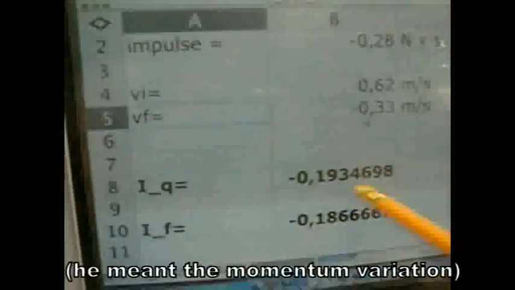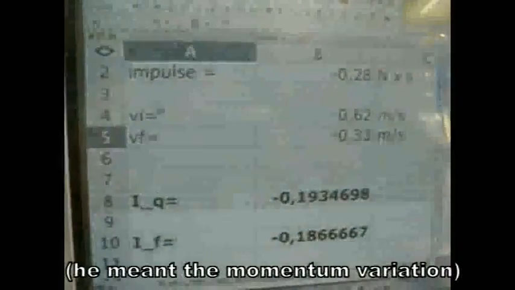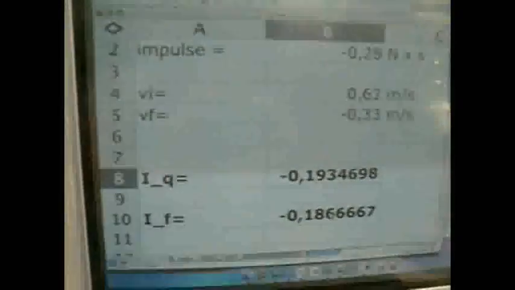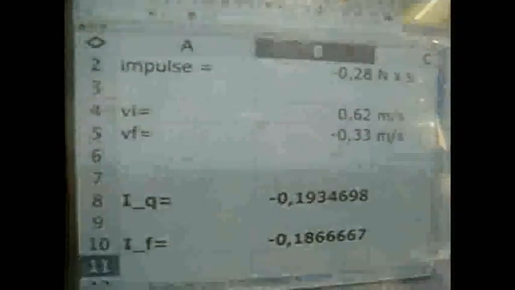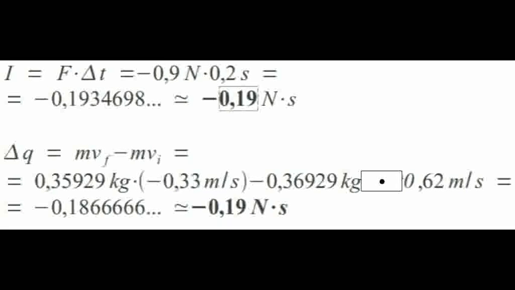The impulse we have calculated with the difference between the final velocity and the initial velocity is equal to the one we have calculated with the force. And this is one of the most exciting moments of my life. Our goal was achieved. The momentum variation really equals the impulse. I'm still feeling so excited.